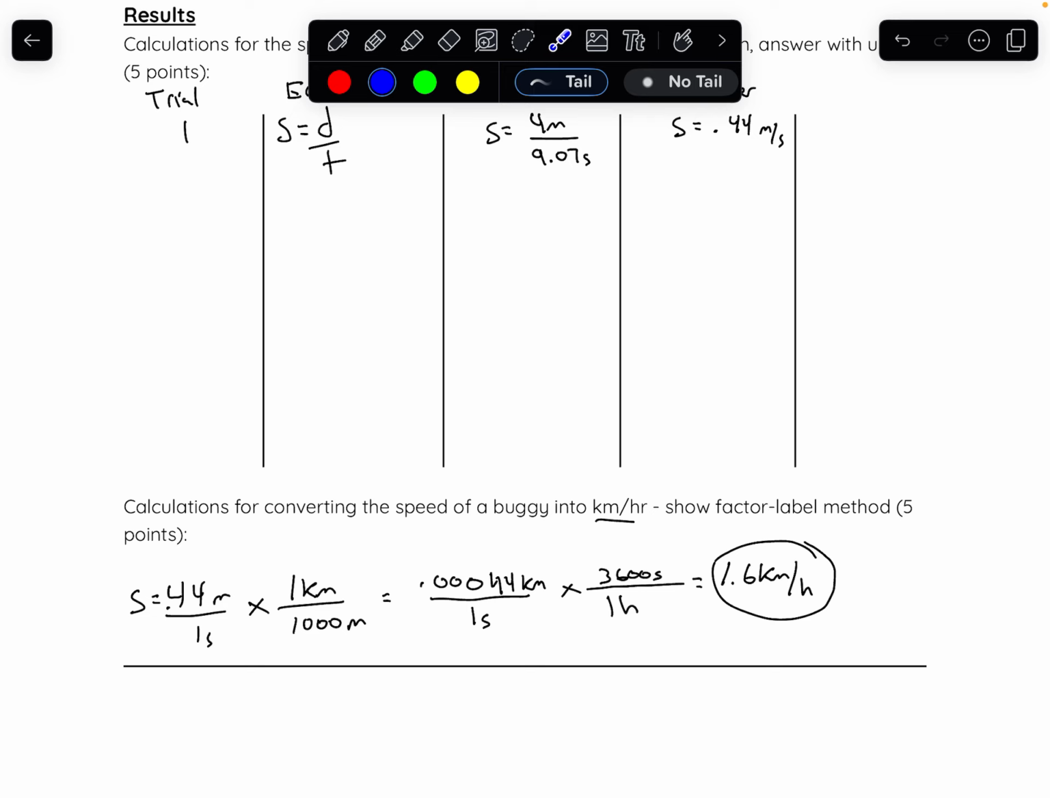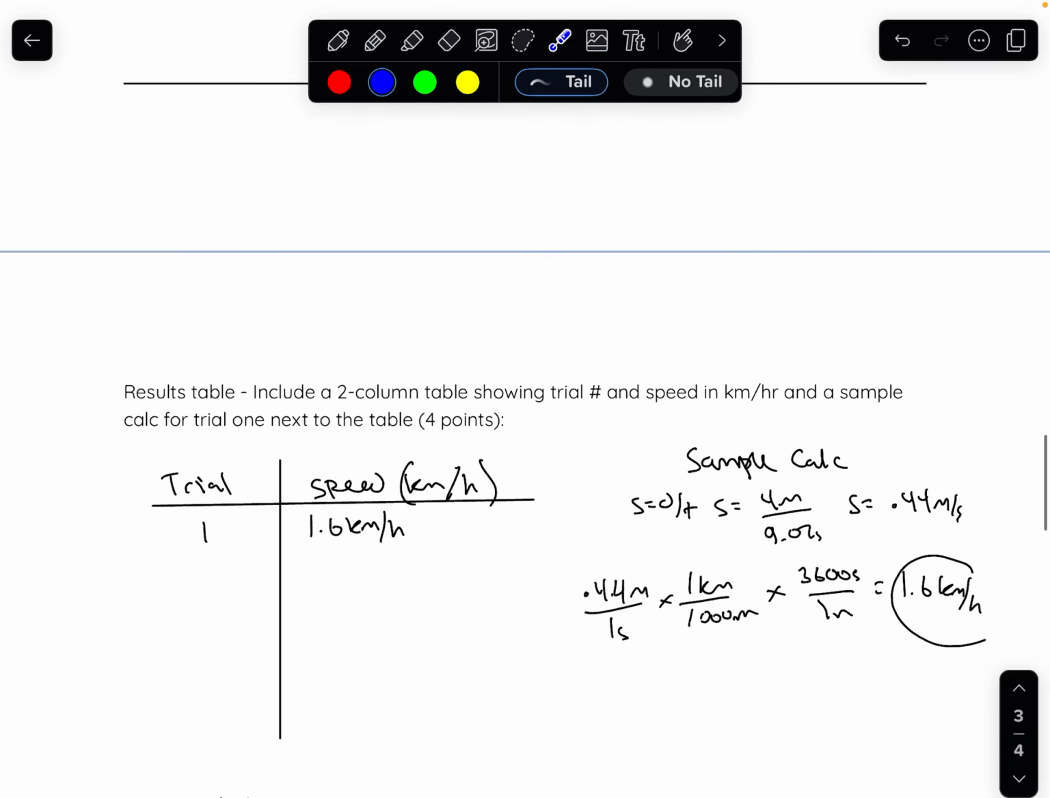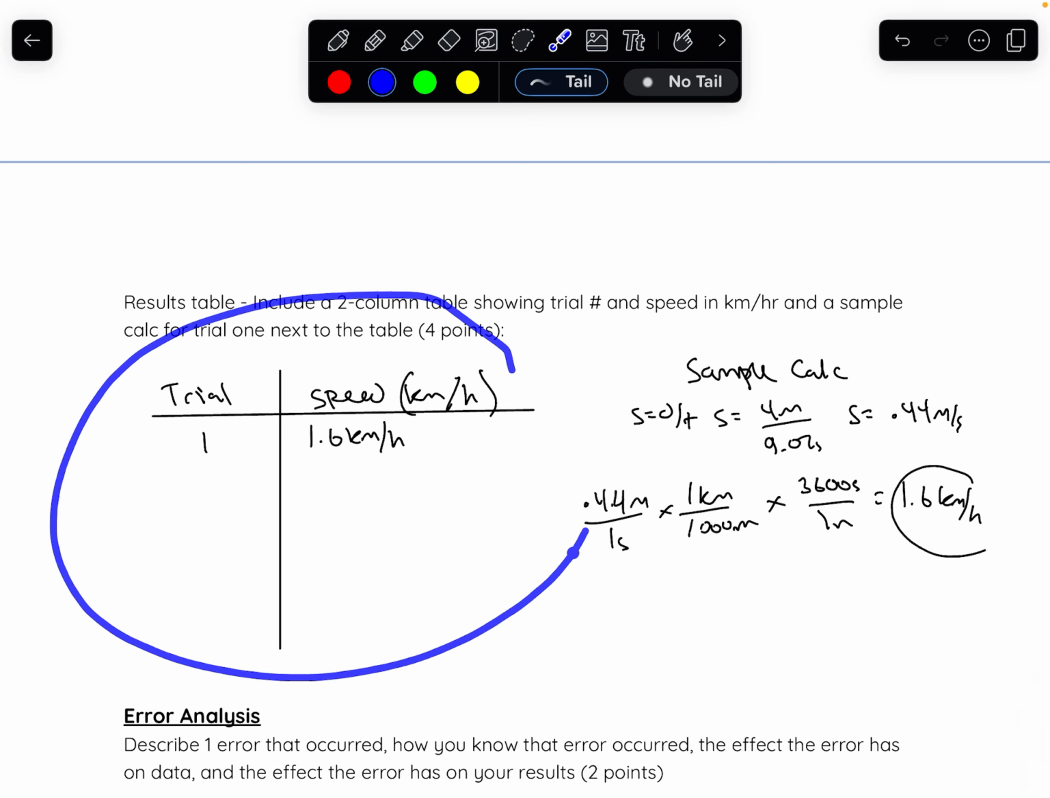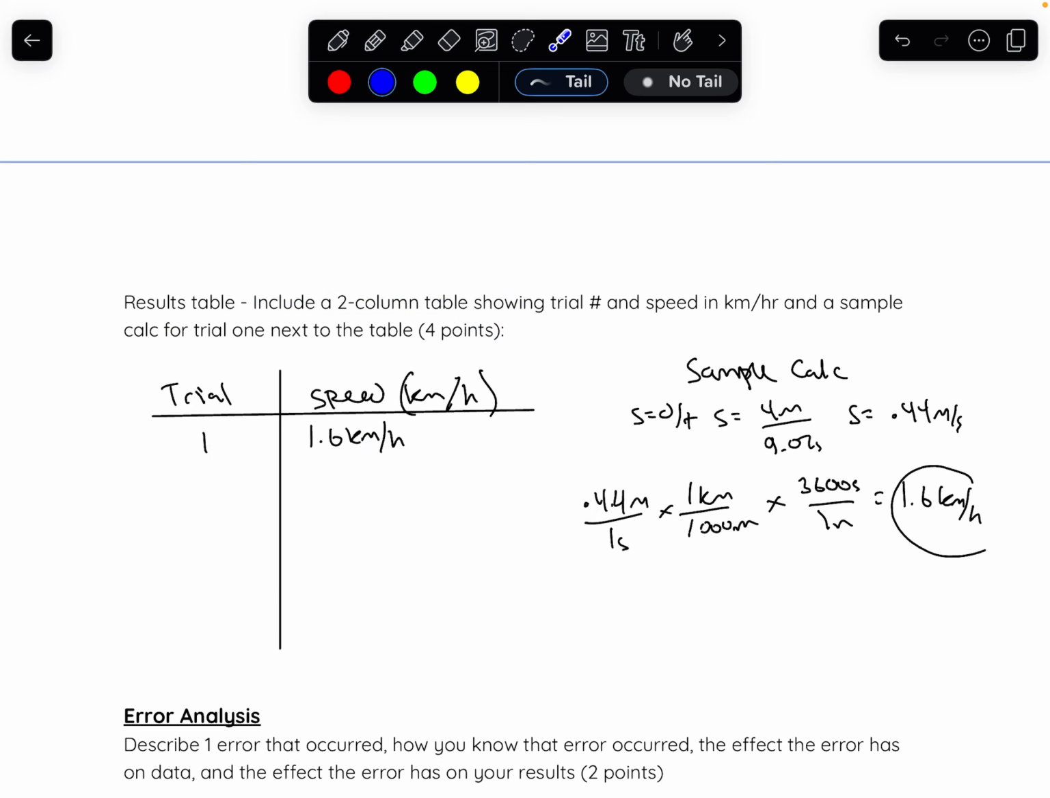Go ahead and perform that conversion on all your trials, changing those all into kilometers per hour. They should be awfully close to one another. Once that's done, you're going to make another data table. This time, the data table is going to have all 7 of your trials with the speeds for all 7 in kilometers per hour. On the right-hand column, when we make data tables in this course, we put a sample calculation for how we found one of the pieces of information from our data table. So I show a sample calc of how I got 1.6 kilometers per hour. You just have to do it once in this case.